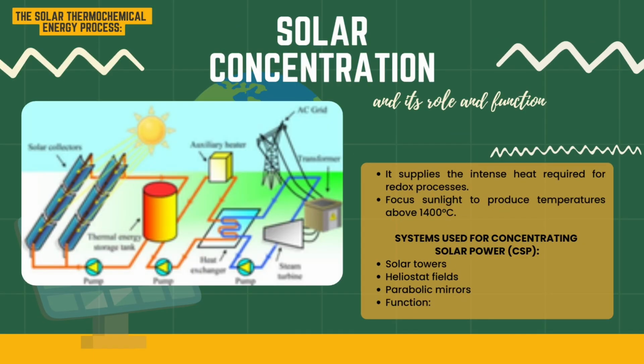So next is the solar concentration. Solar concentration supplies the intense heat required for redox processes. It focuses sunlight to produce temperatures above 1400 degrees Celsius. To reach the high temperatures needed, sunlight must be concentrated. Solar towers, heliostat fields, and parabolic mirrors focus sunlight to create extremely high heat for the reactions. CSP, or concentrated solar power, technologies focus sunlight to produce 1000 to 1400 degrees Celsius.